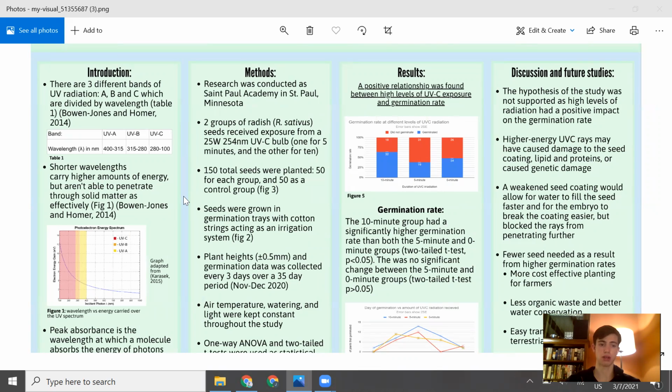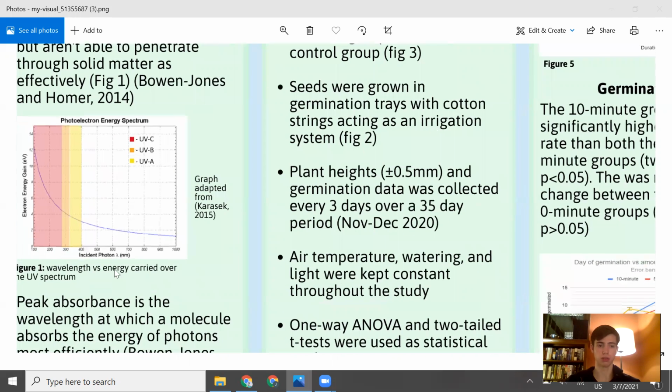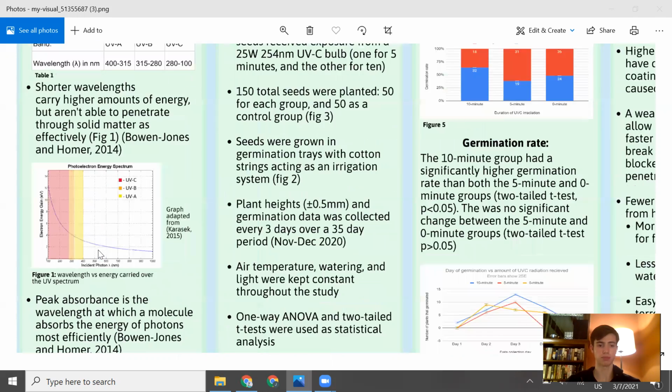In addition, shorter wavelengths carry higher amounts of energy, but aren't able to penetrate through solid matter as efficiently or effectively. And this is seen in Figure 1 with the three bands of UV radiation, UVA, UVB, and UVC. On the x-axis is the photon wavelength, and on the y-axis is the amount of energy it carries. You can see that UVC carries substantially more energy than UVB and UVA.